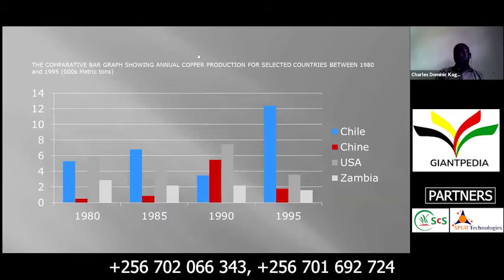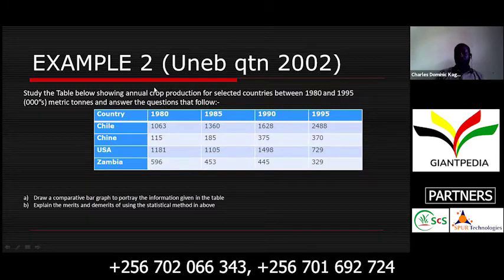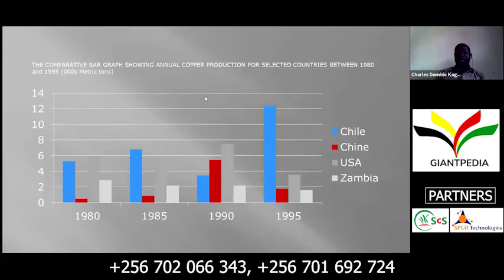One is that we should first of all write the title. I told you last time that we get the title from here. The table below shows annual crop production. So when we get the title, we shall say: a comparative bar graph showing annual copper production for selected countries between 1980 and 1995 in metric tons. That is what it will be.